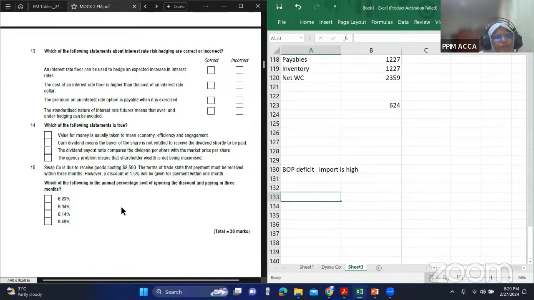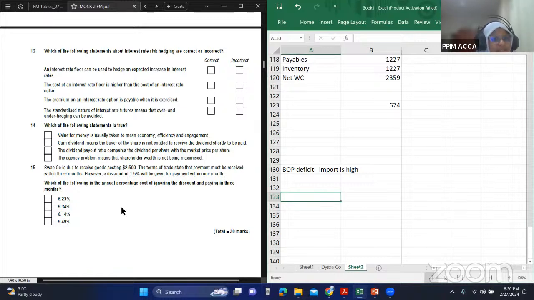14th one, which of the following statements is true? Value for money is usually taken to mean economy, efficiency, and engagement. Wrong. Economy, efficiency, and effectiveness. Cum dividend means the buyer of the share is not entitled to receive the dividend shortly to be paid. That's wrong. Cum dividend means they are entitled to the dividend as well. Ex-div means excluding dividend. They can't get the dividend.